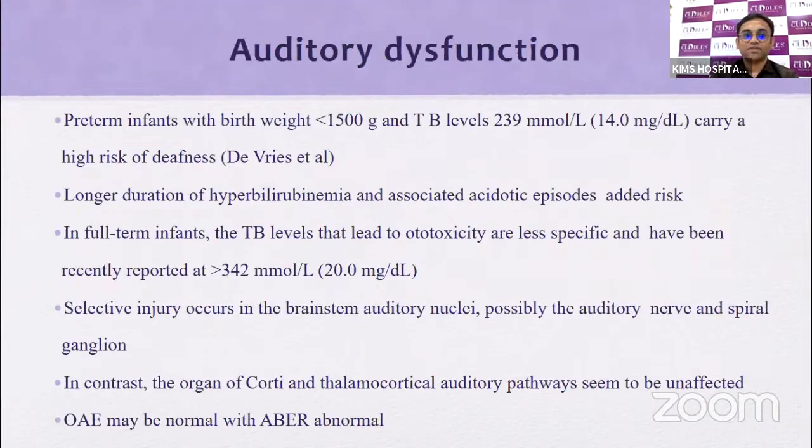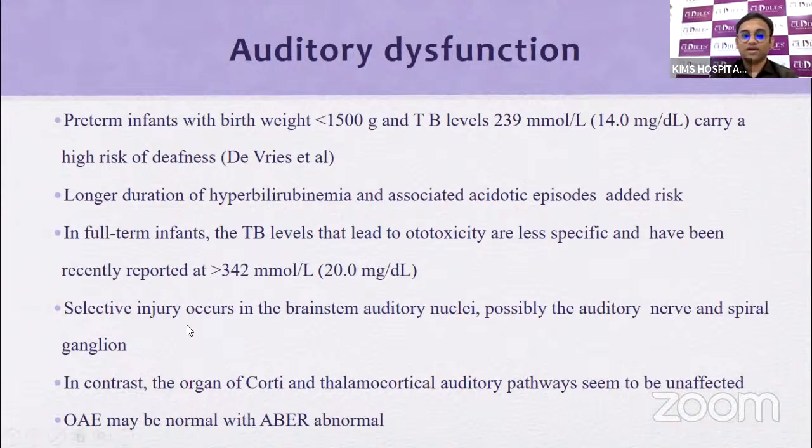The auditory dysfunction in preterm babies is more common in those weighing less than 1.5 kg with a high level of bilirubin, around 14 milligram per deciliter. They have a high risk of deafness, where they can have auditory neuropathy. Also, a longer duration of bilirubin exposure and associated risk factors like acidotic episodes or sepsis can lead to increased risk. In full-term infants, the total bilirubin level that leads to ototoxicity is less specific. However, anything more than 20 milligram per deciliter usually can lead to ototoxicity, so we should be more vigilant in these babies.